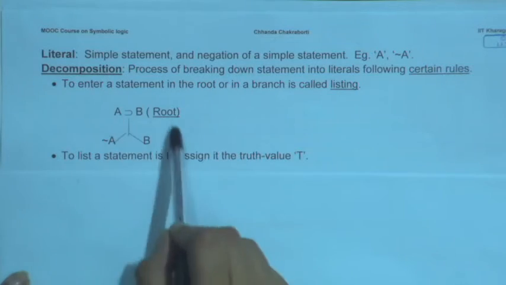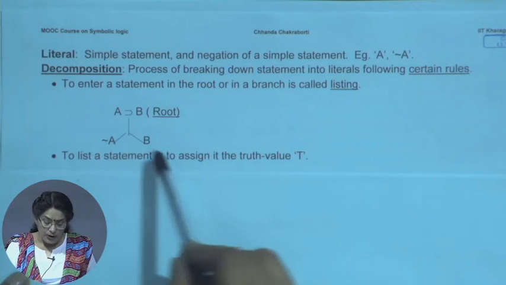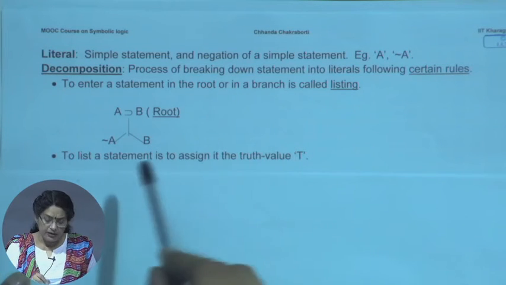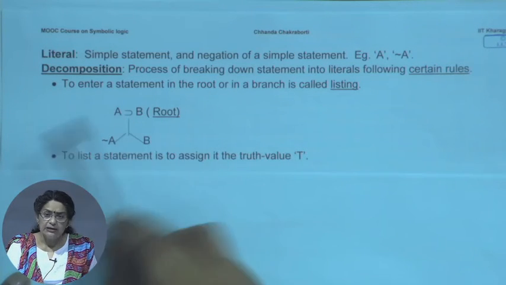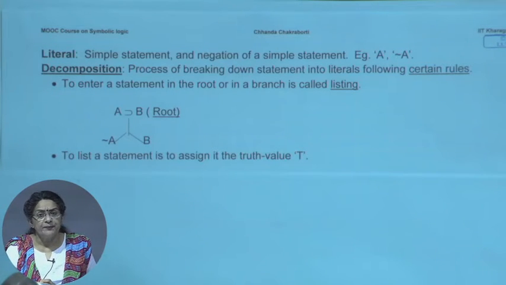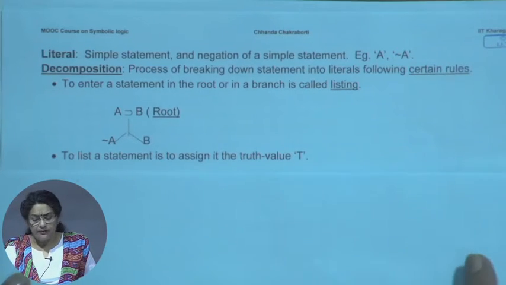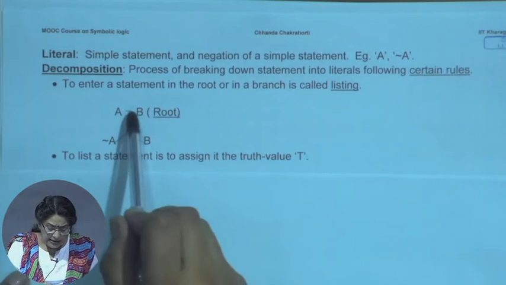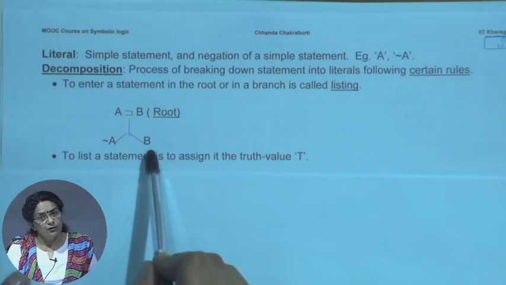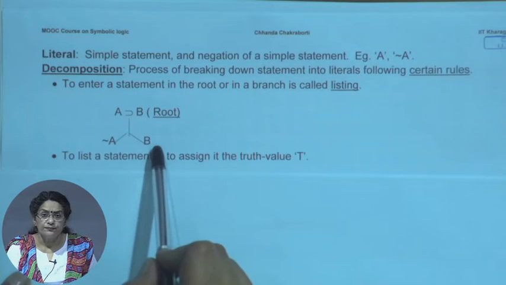See, this is a small example of how to decompose. This is in the root, and these have been generated as a result of decomposing this compound. This is how the decomposition is going to look, and we will explain this when we see the rules better. But remember, this is listing A horseshoe B, this is listing tilde A, this is listing B also. Each time you have claimed that this is true, this is true, this is true. Fine.